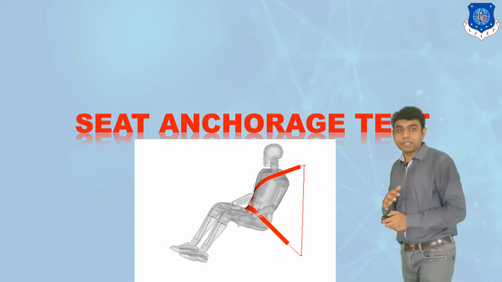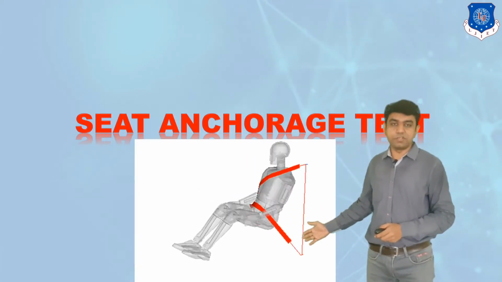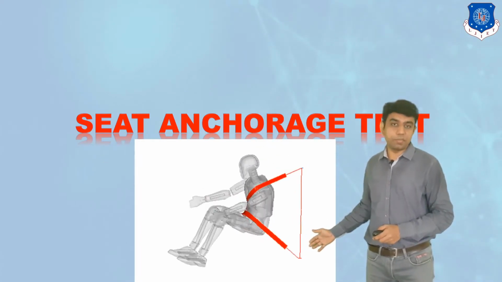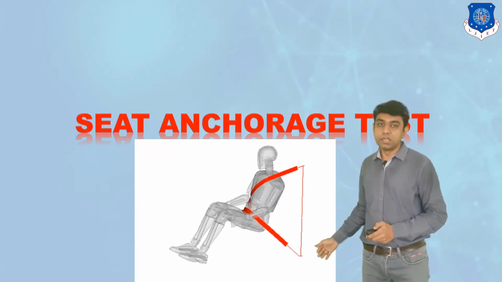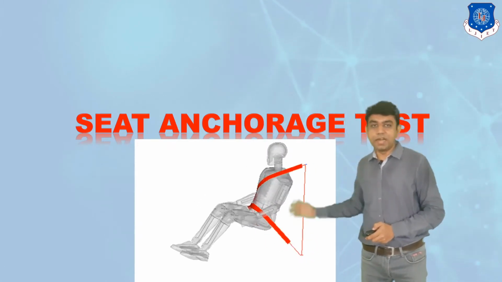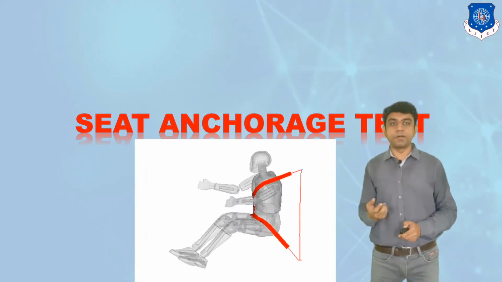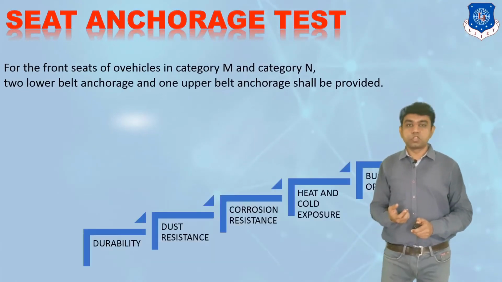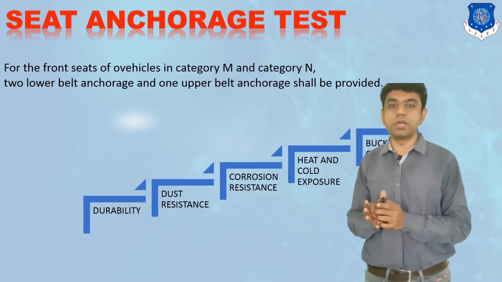We need to have a test for the seat anchorages. From this particular diagram itself, you can have an idea about the L and M category of vehicle. Normally, the L and M category of vehicle has 3 anchorages, 2 at the lower left side and 1 at the upper left side. The joining of that particular anchorage buckle must be done in a proper way. So in order to have an idea about that, we need to understand this particular concept.